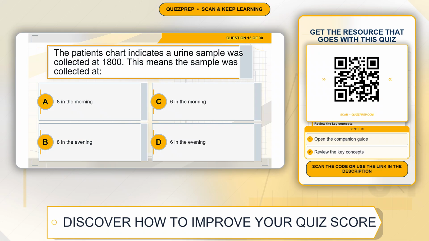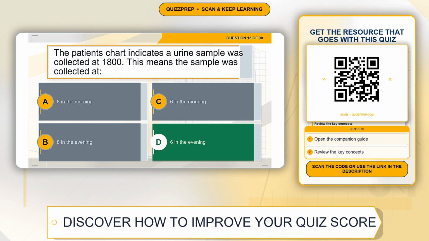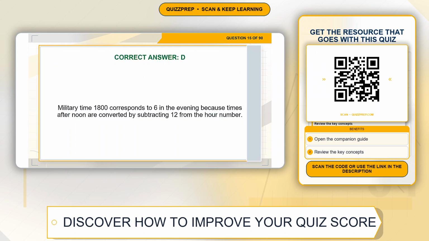Question 15. The patient's chart indicates a urine sample was collected at 1,800. This means the sample was collected at option A, 8 in the morning. Option B, 8 in the evening. Option C, 6 in the morning. Option D, 6 in the evening. The correct answer is option D, 6 in the evening. Explanation. Military time 1,800 corresponds to 6 in the evening because times after noon are converted by subtracting 12 from the hour number.